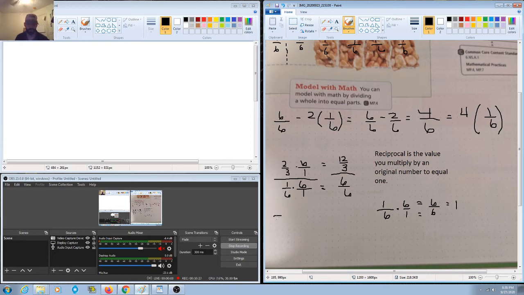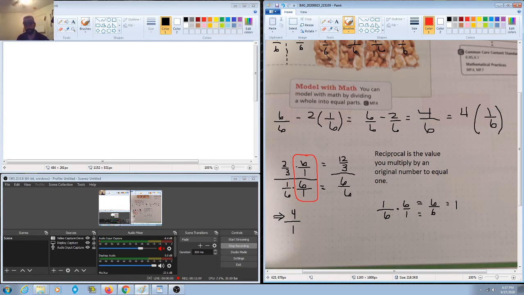Now we're going to do even more cleanup here. We're going to simplify this. 12 divided by 3 is 4. And 6 divided by 6 is 1. And our resultant, again, shows up as 4 1/6 pieces. Now, what I want to highlight here is that we're using that multiplicative identity of 1, because what happens when we multiply both the numerator and the denominator by the reciprocal is that 6 over 1 divided by 6 over 1 is just 1, because 6 divided by 6 is just 1.